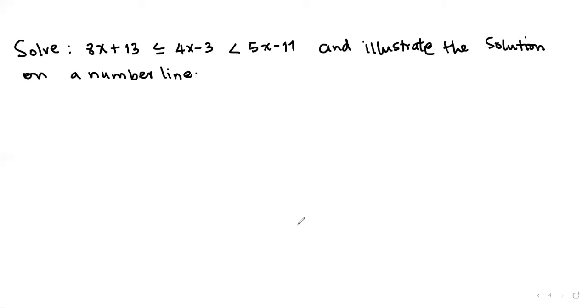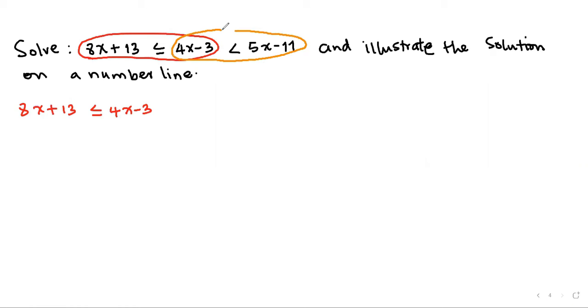Okay, so in step one, we will separate this to have 8x plus 13 is less than or equal to 4x minus 3. Then in the next step, we will get this part, which is 4x minus 3 is less than 5x minus 11. Is that okay, student?